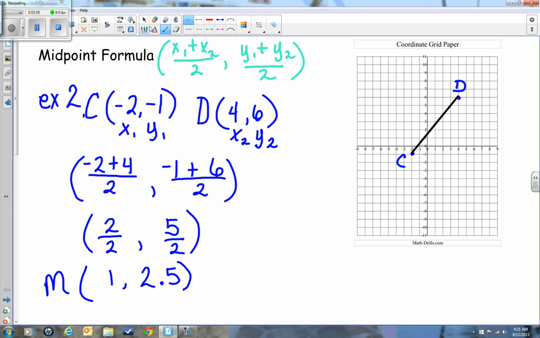And now let's take a look at our midpoint. According to our problem, we have it at 1, 2.5. So let's go over 1 and go up 2.5. Now look where we land. Does that look like a midpoint? Sure does. So we'll call that M for midpoint. And notice the midpoint divides this line into 2 equal sections. Since it divides it into 2 equal sections, we put what's called a tick mark right here and a tick mark right here to indicate that these two, from C to M, is the same distance as from M to D. 2 equal segments. Midpoint formula is great at finding the middle.